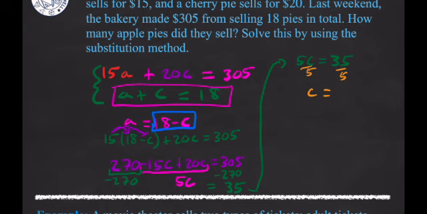So c is equal to 7. That's how many cherry pies we sold. We sold 7 cherry pies. So now let's find how many apple pies we have.